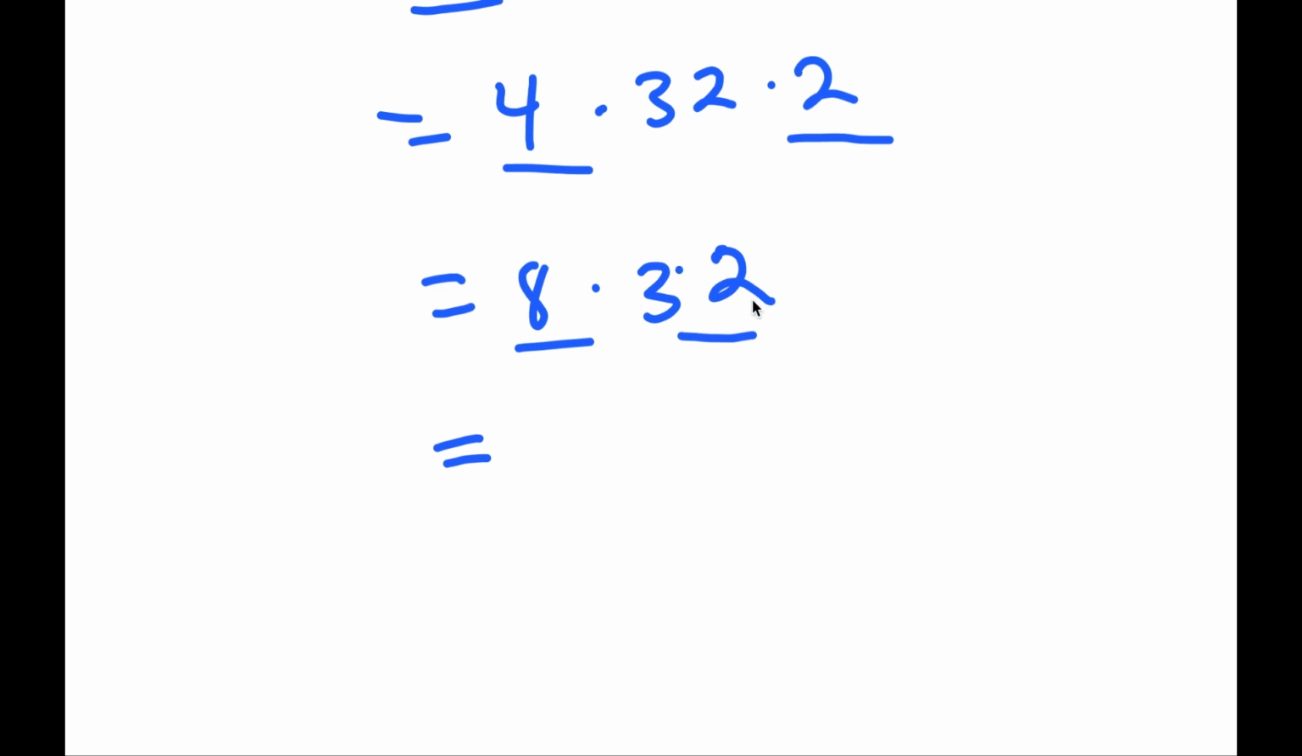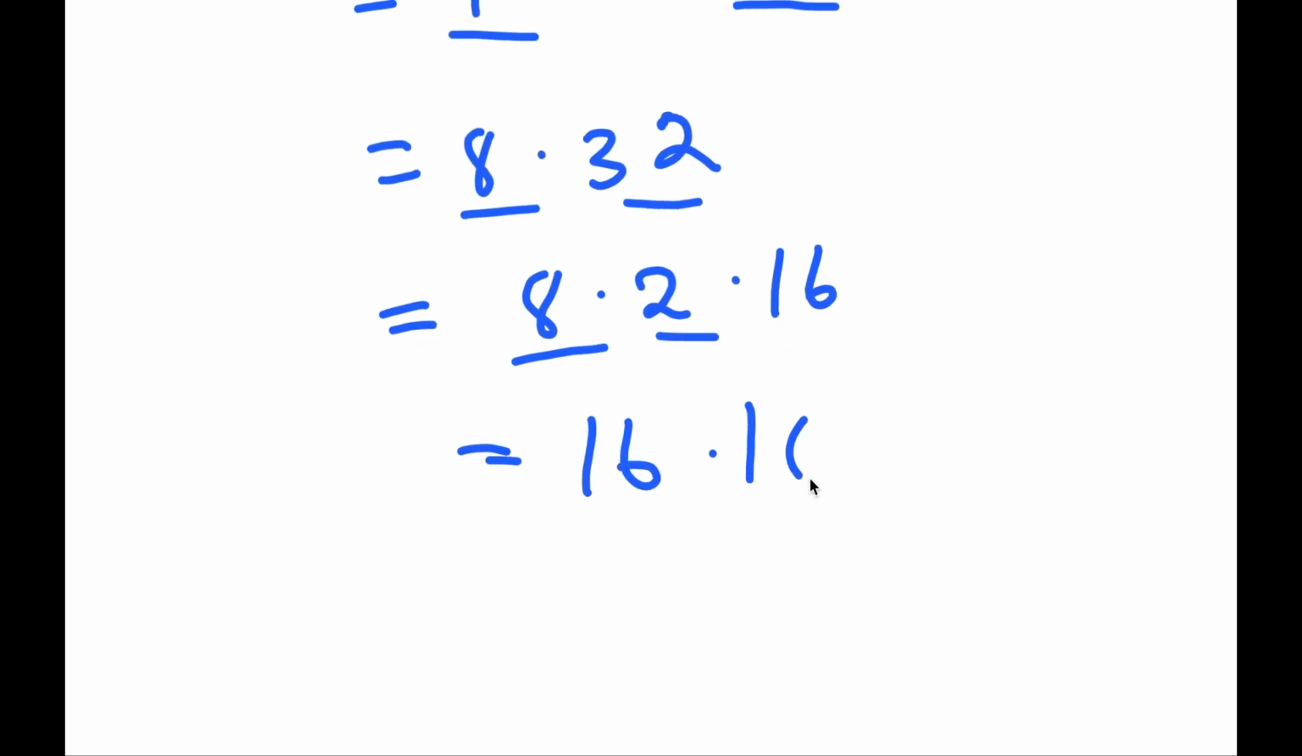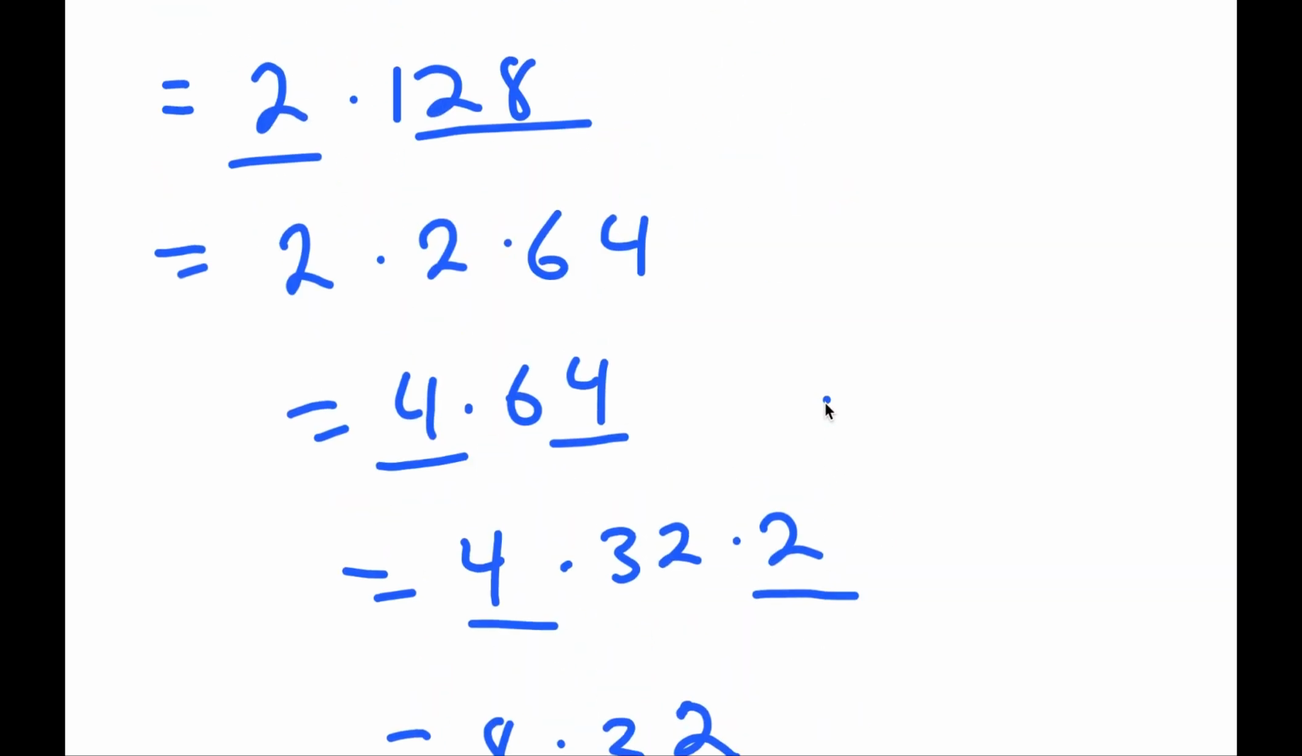So now I'm going to rewrite this 32 as 2 times 16. And 8 times 2 is 16. So I get 16 times 16. And these two are the same.